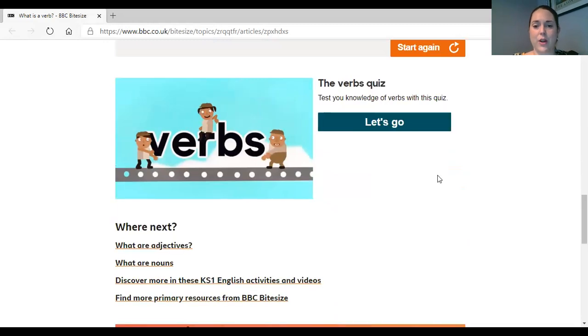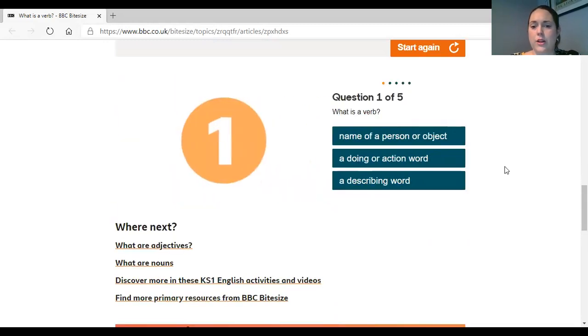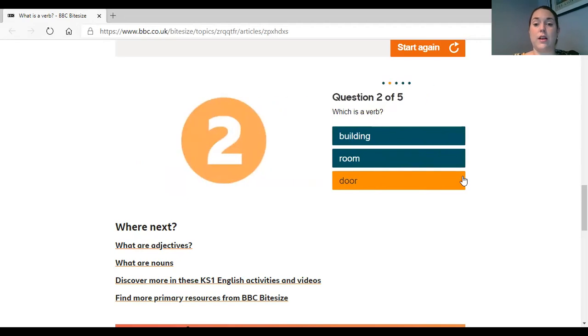Okay, have a look at the verbs quiz now. What is a verb? The name of a person or an object. No, that's a noun, isn't it? A doing or an action word or a describing word. No, a describing word is an adjective. That must be the correct answer. Which is a verb? Building, room, door. Well, room and door are nouns. They describe things. It's got to be building. I am building a wall. That's an action.